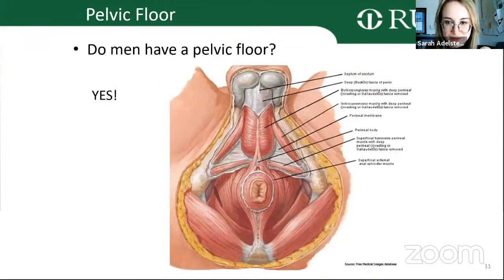Do men have a pelvic floor? Yes. So here's a man's pelvic floor from the bottom. There's no vagina and uterus, obviously, but they still have a bladder and a rectum, and they urinate and defecate just like women. And so pelvic floor dysfunction can impact men's urination and bowel function as well.